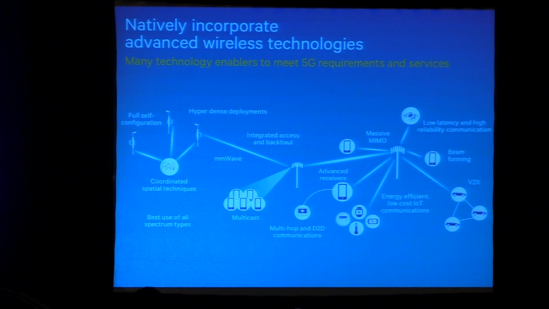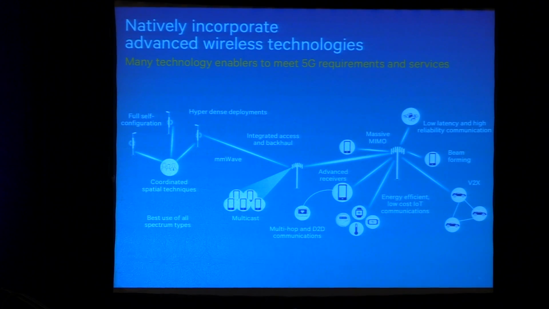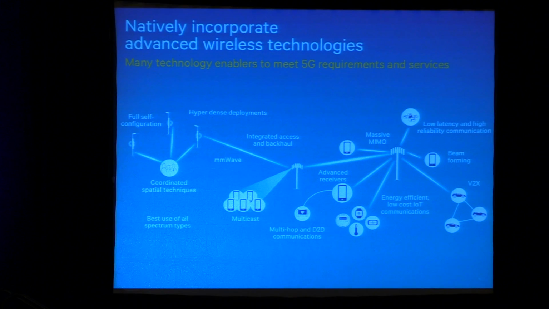Then it gets to the hyperdense. So on the left there, you can see hyperdense with self-configuration. I mentioned the test we're doing with many thousands per square kilometer density. We've come a long way in terms of self-configuration and base stations that can sense other base stations. And in this case, they're showing coordinated spatial techniques in the cases where you have the backhaul to do that and the timing requirement, you can get very, very high performance.